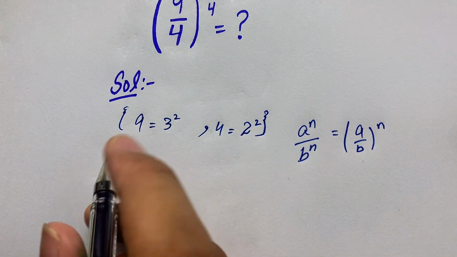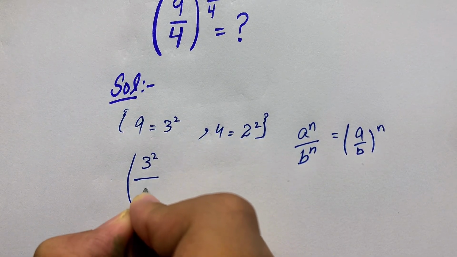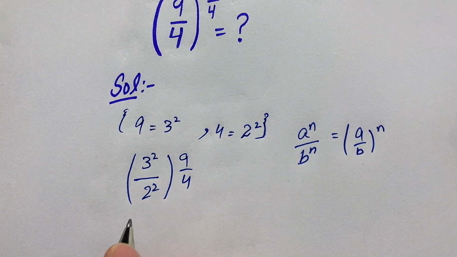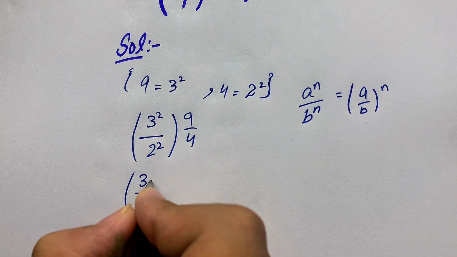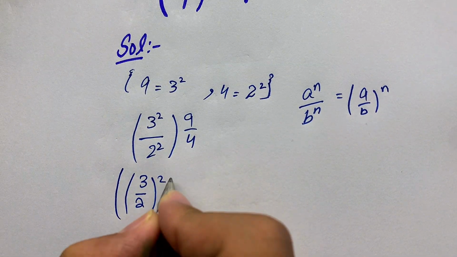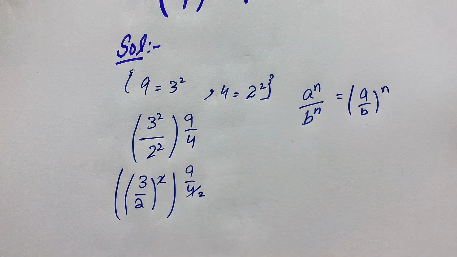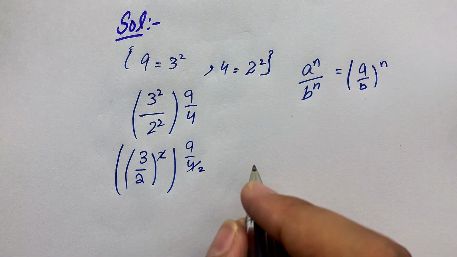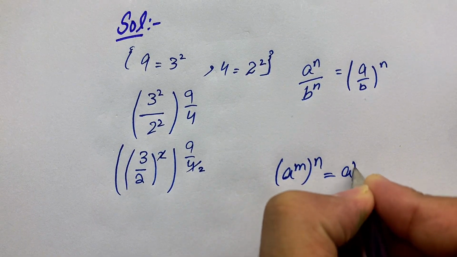Now, this will be 3 squared divided by 2 squared, to the power 9/4. So, next, after applying this formula, this will be (3/2)^2 to the power 9/4. This 4 cut by this 2 remains 2, and now we are using this Olympiad algebraic formula: (a^m)^n is equal to a^(m times n).